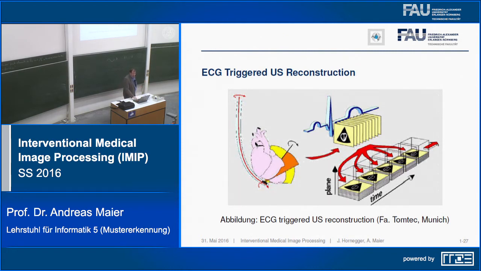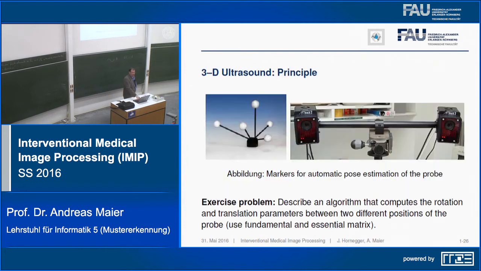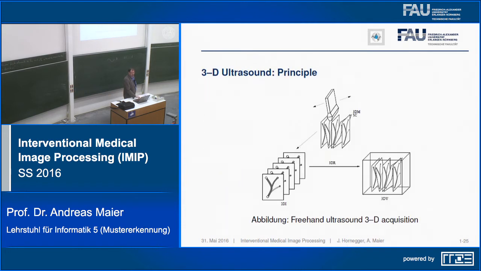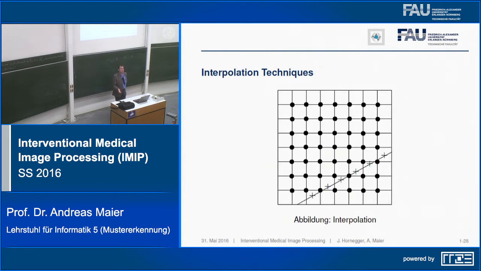Anyway, good. So this is a nice visualization of how you can do ECG triggering. Then, of course, one thing that you have to do is, now imagine you have sampled the slices the way as you see them down here. You don't get them in a Cartesian grid as you would like to present the volumetric image. So what you need to do is you will have to resample, so you have to interpolate.